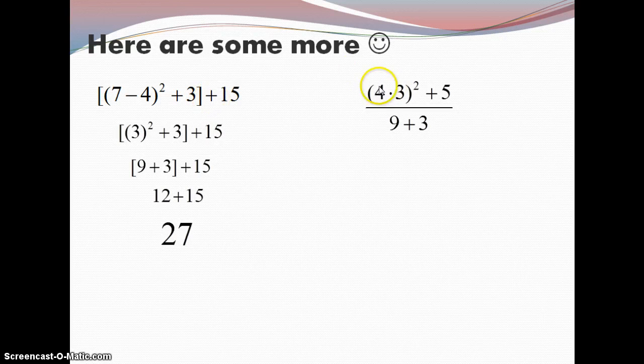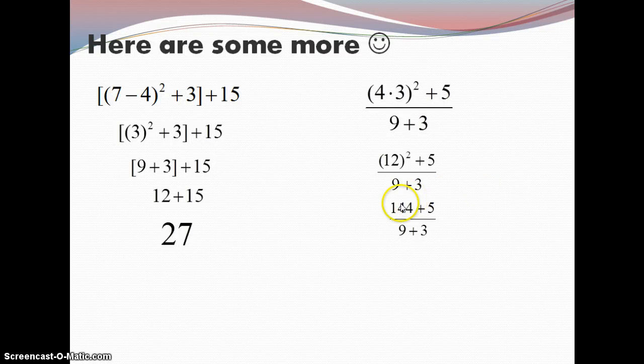So up top I have 4 times 3 in parentheses, so I'm going to deal with my parentheses first. 4 times 3 becomes 12. Up top, I also see I have an exponent now. So now that my parentheses are gone, I'm going to deal with the exponent. 12 squared is 144. Notice I'm bringing everything down, keeping everything else the same. I'm only changing what I'm simplifying. That is key in making sure you get your order of operations correct.